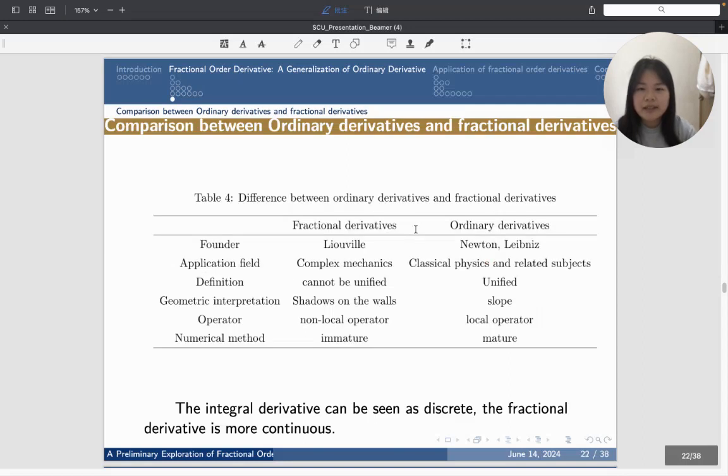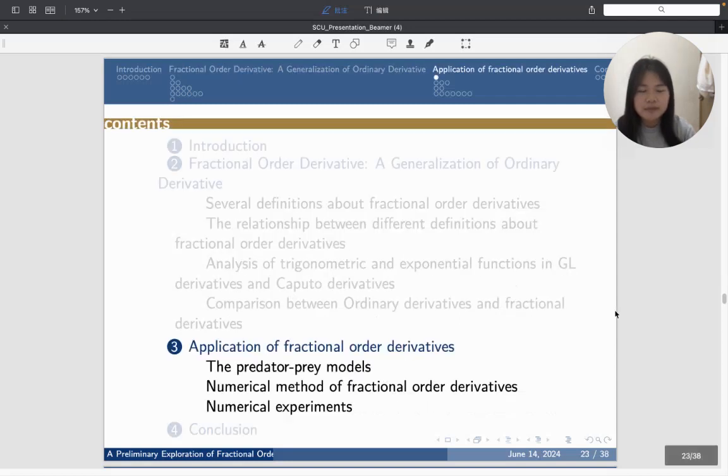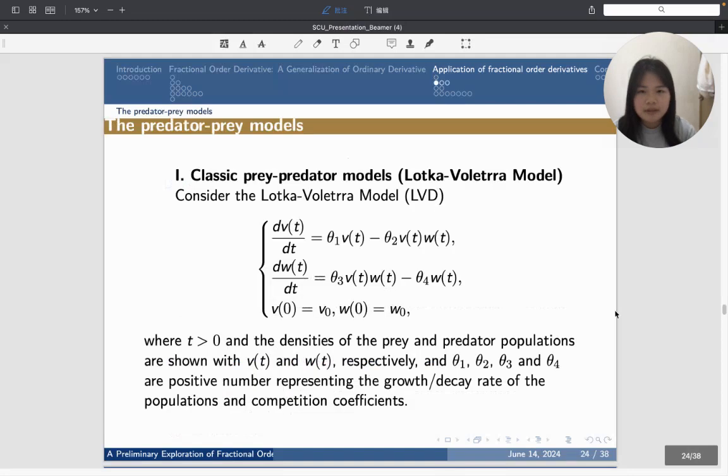And next, I summarize some differences between the ordinary derivatives and the fractional derivatives. It has been mentioned before that the fractional derivative is a non-local operator, while the ordinary one is a local operator. And the integer-order derivative can be seen as a discrete one, and the fractional derivative is more continuous. In the third part, I will give some applications of the fractional order derivatives.